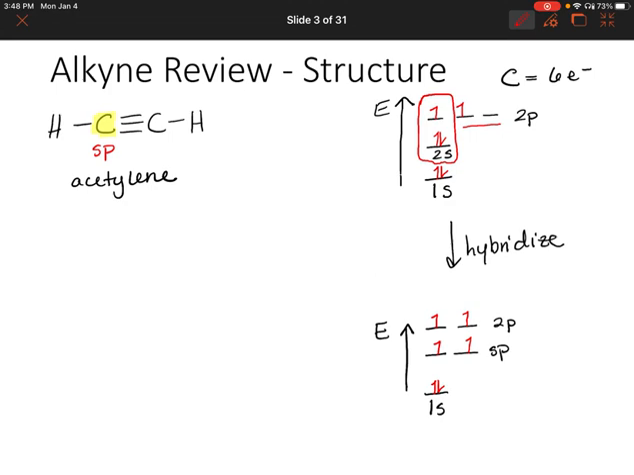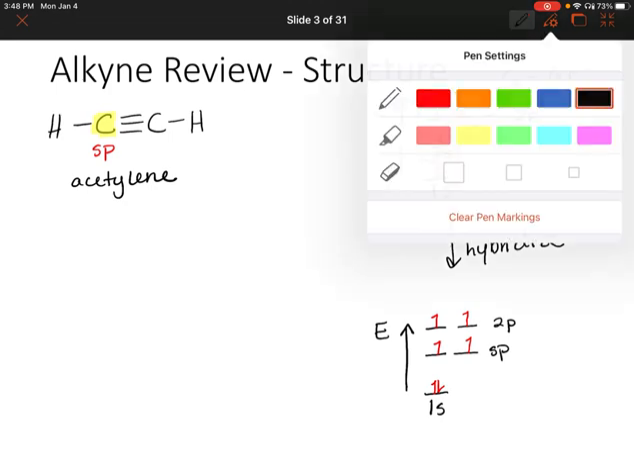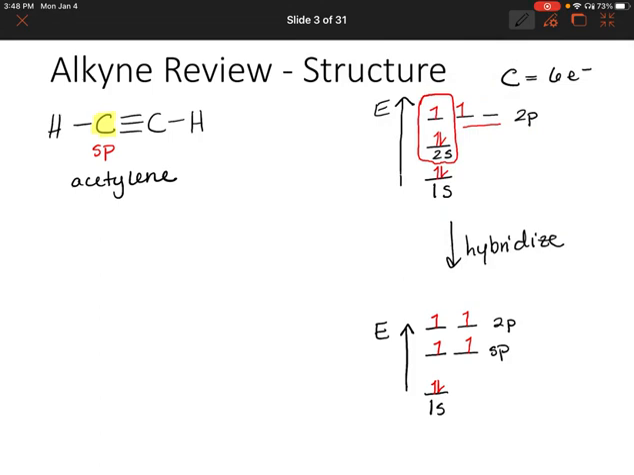Okay, so what would that look like if we were to draw these orbitals? So let's just draw that carbon that I highlighted. And sp orbitals, remember, are really short because they're 50% s, and s orbitals are spherical, right? So these are pretty round. They're fairly short, something like that.